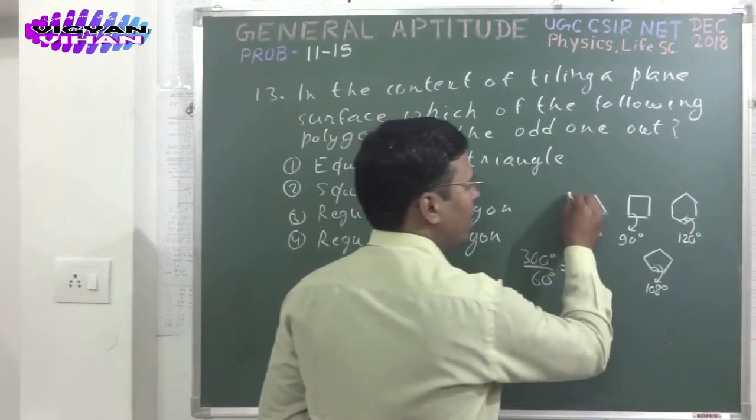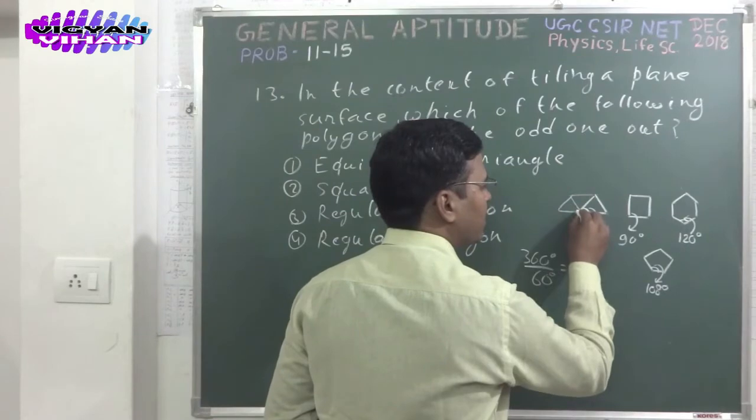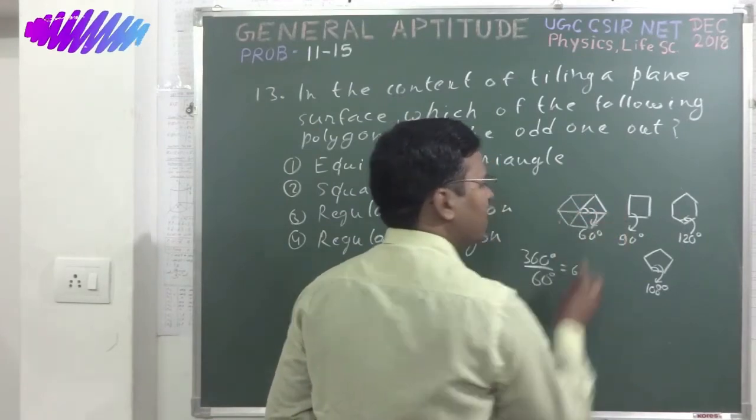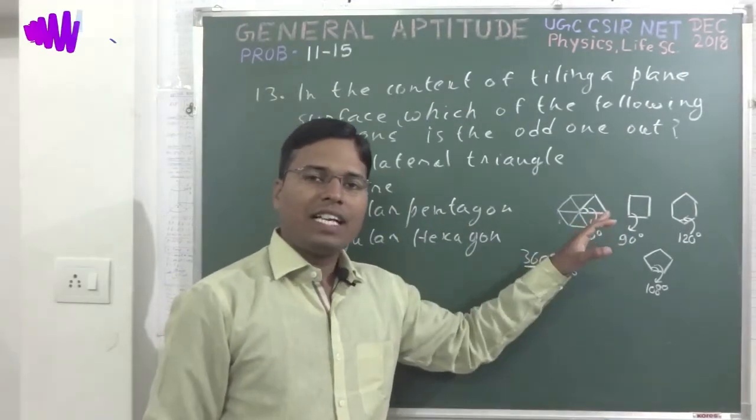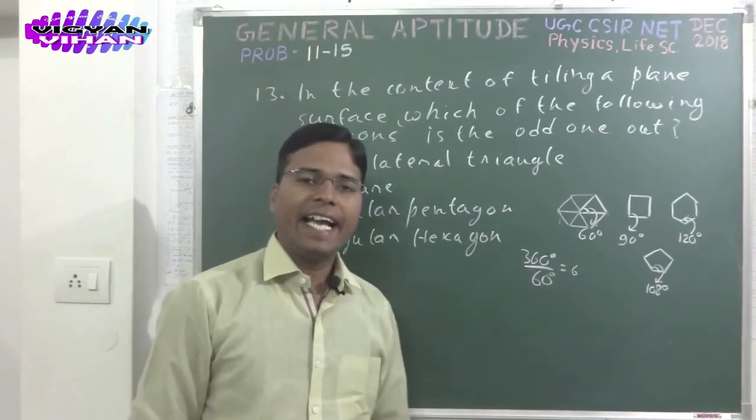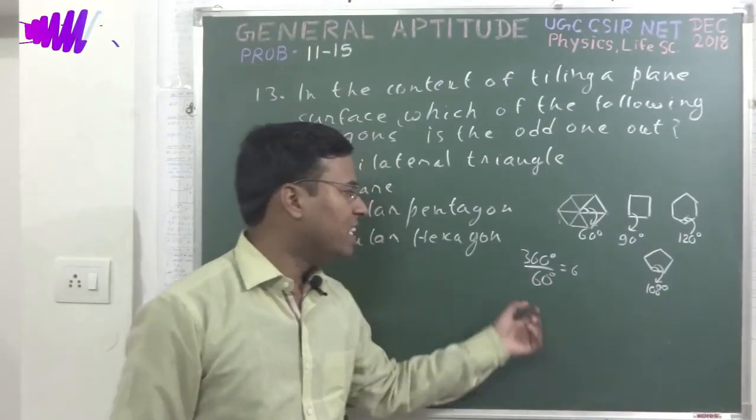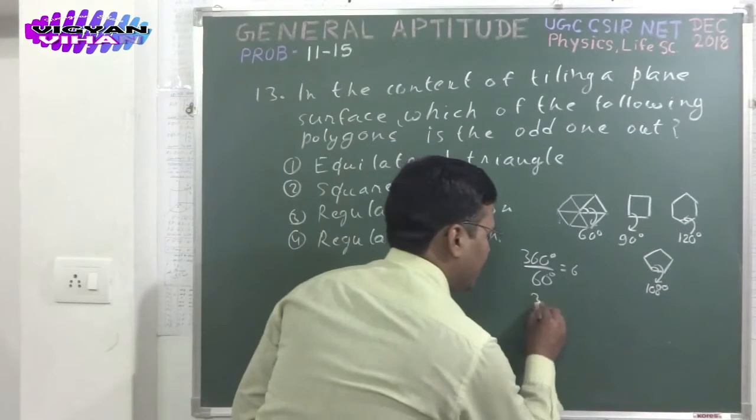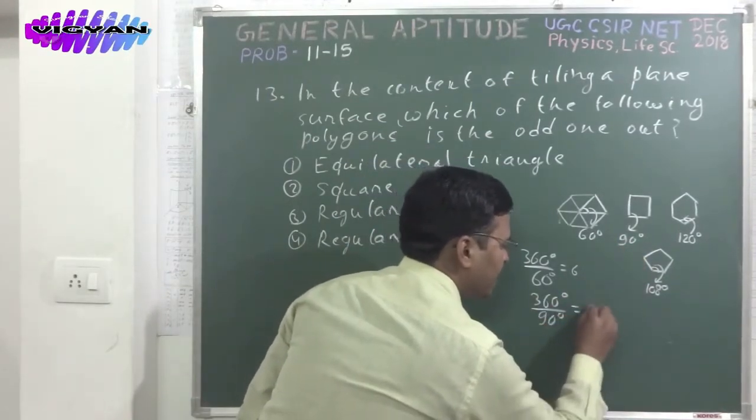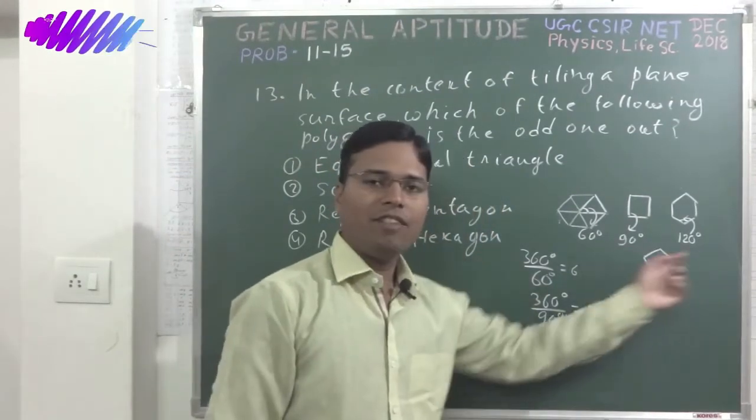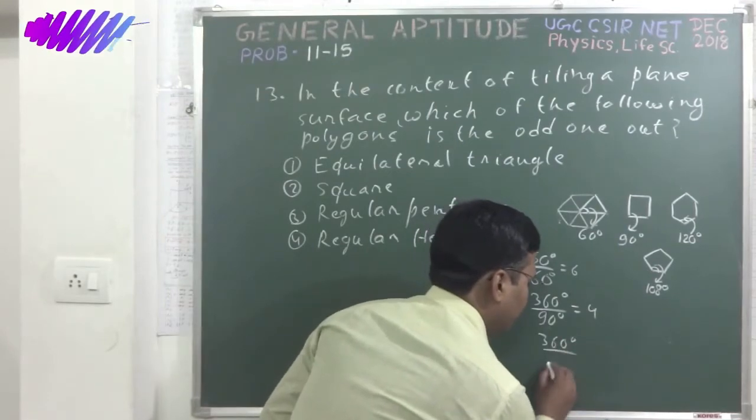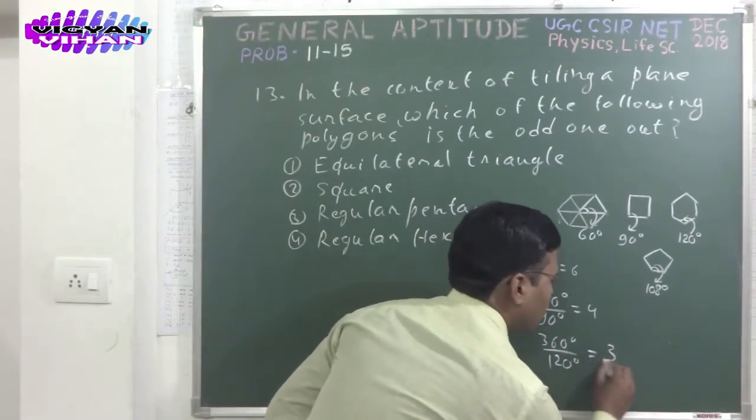That means if we put 6 such shaped tiles near each other, those tiles will completely stick with each other and will not leave any blank space in between. For a square, 360 degrees upon the internal angle 90 degrees is equal to 4. For a regular hexagon, 360 degrees upon the internal angle is equal to 3.